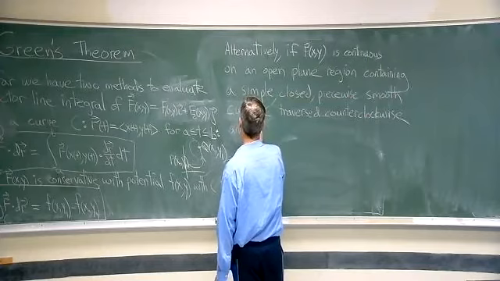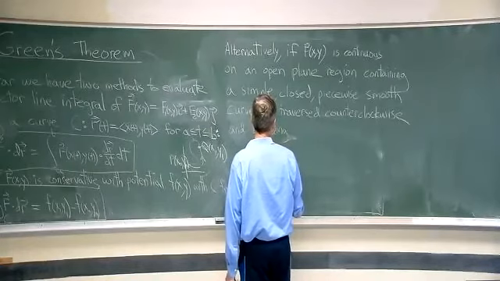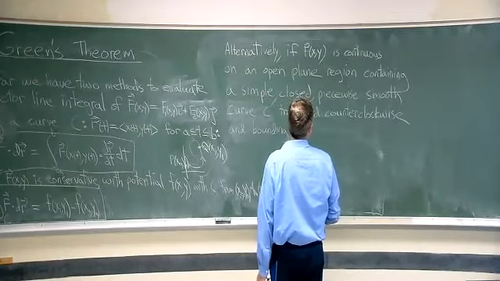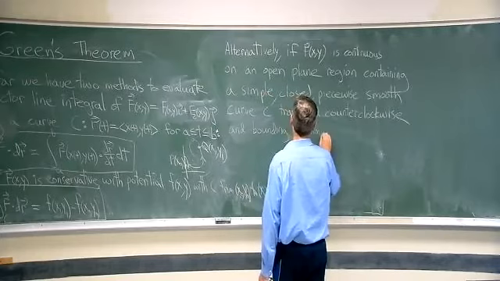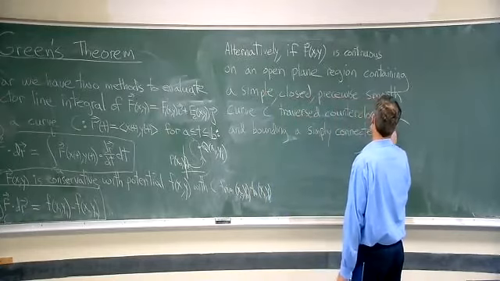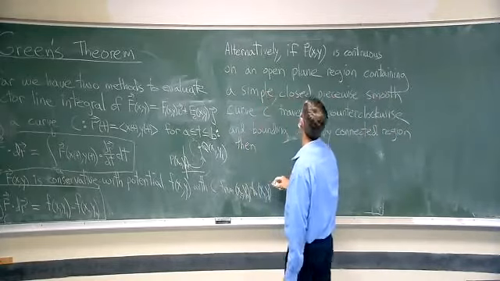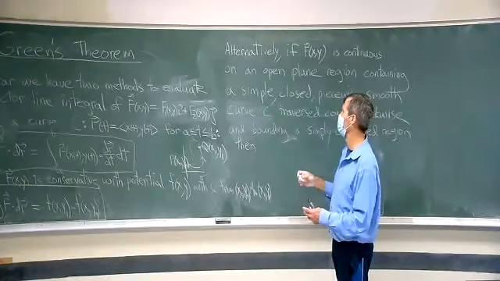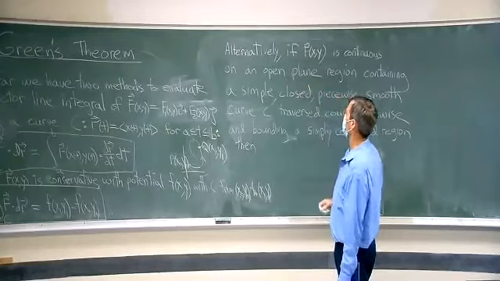And bounding a simply connected region. What does all that mean? Open means you don't include the boundary. So it's like the interior of a rectangle, the interior of an ellipse, or interior of some curve. But you don't include the boundary.